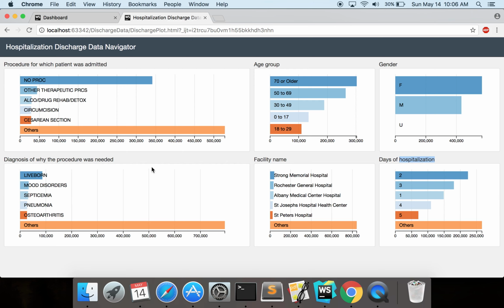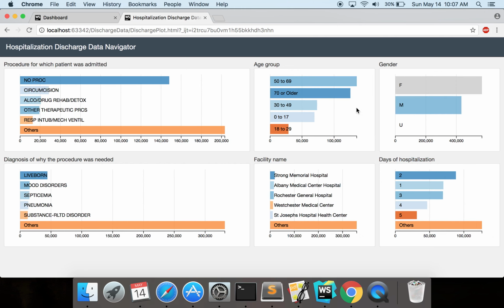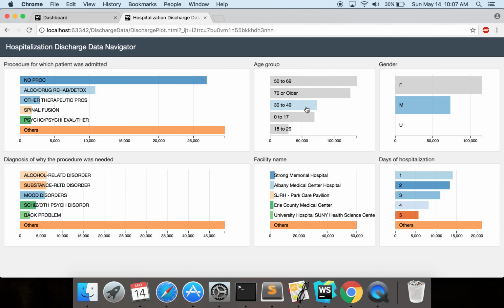So basically on this dashboard we can run interactive queries which combine these data parameters. So if you want to find out for males in the age group 30 to 49, what were the procedures performed, we can see the procedures performed. The top among them was alcohol, drug detox.